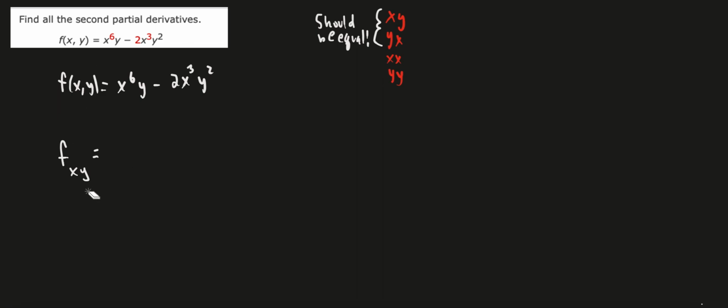So before we do that, let's actually go ahead and find the partial derivative with respect to x of f of x y. This is treating y as a constant, so it's just going to be 6x to the fifth y minus 2y squared times 3x squared, which is just 6x squared y squared.